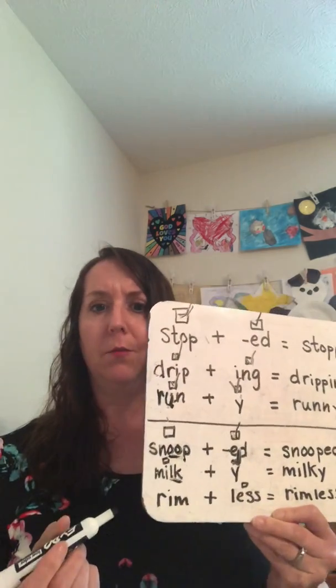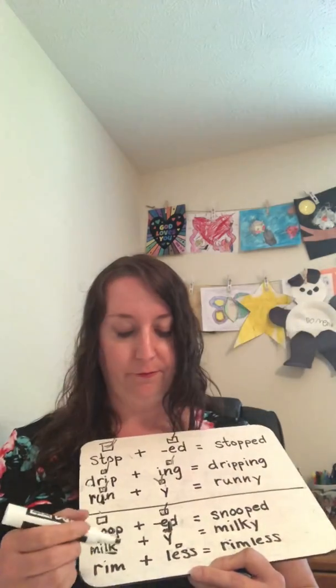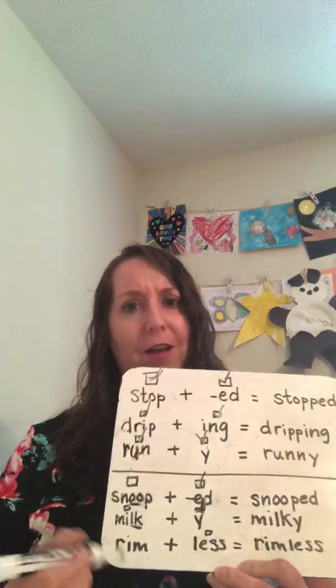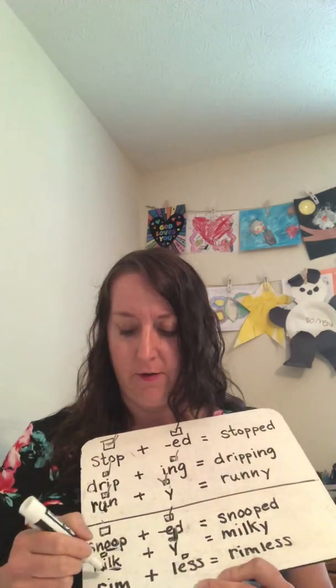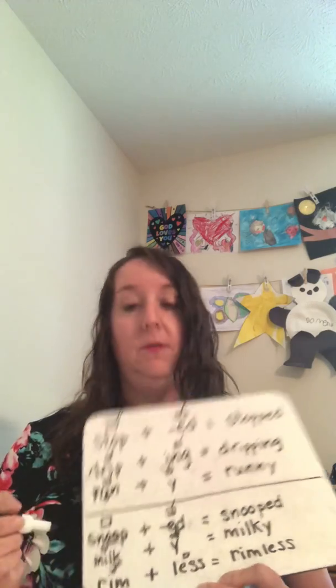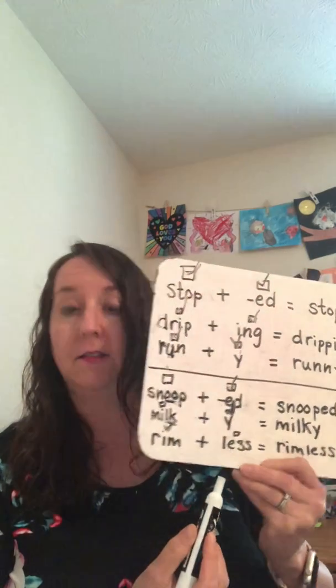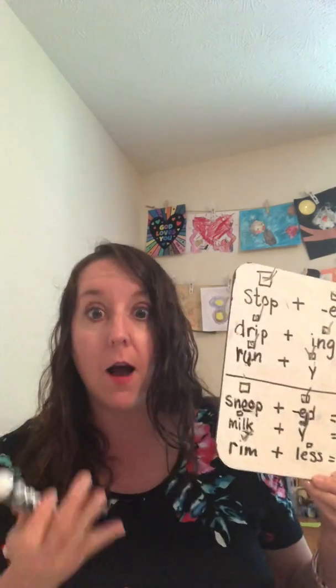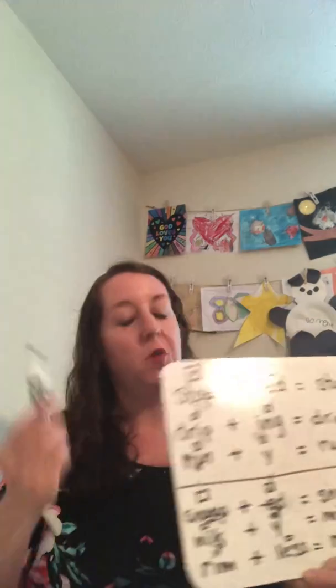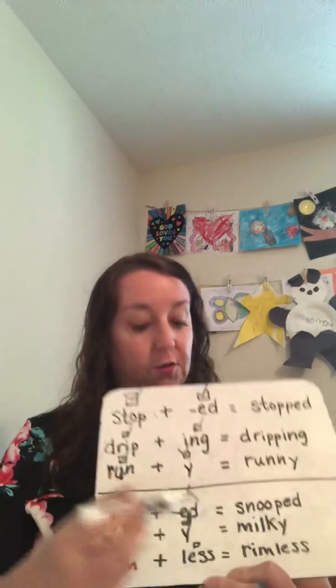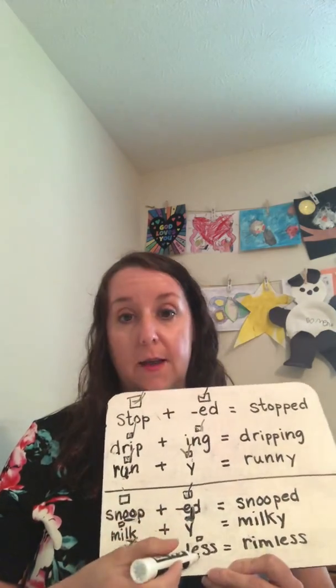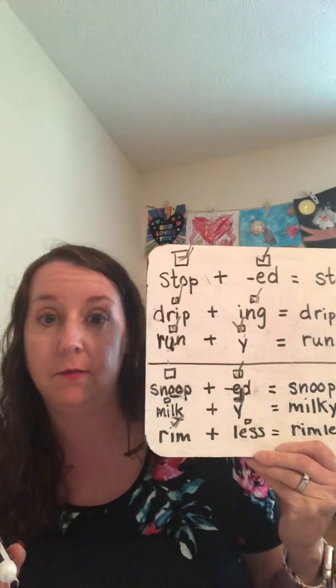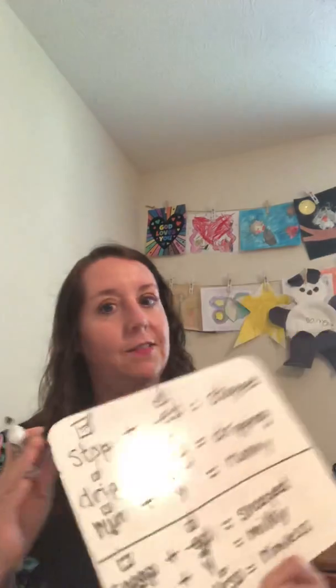Same with rim. Now let's take a look at rim. Rim ends in a vowel and a consonant there, Mrs. Rosano. I know, calm down. But look at less, the suffix less. Less starts with what? A consonant. So we can't put the check mark over less. So we add rim plus less to get rimless. See? You thought you were going to be able to catch me in this video tricking me, didn't you?